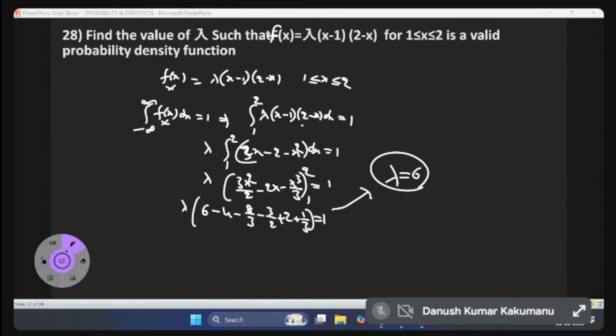Definite type. It's completed. Huh? All of you got lambda value 6 only. Simplification. Okay. Chalo.